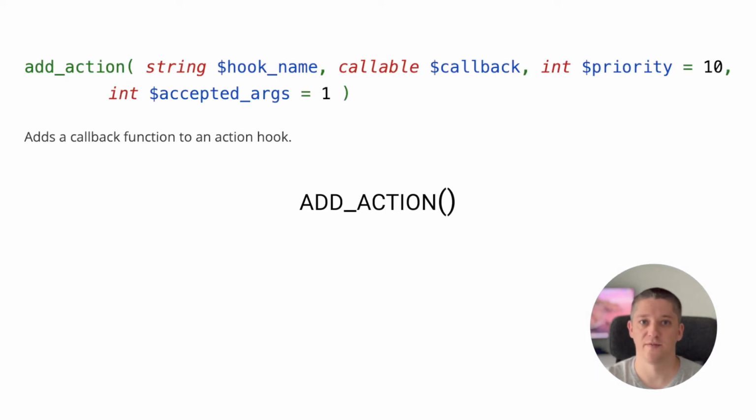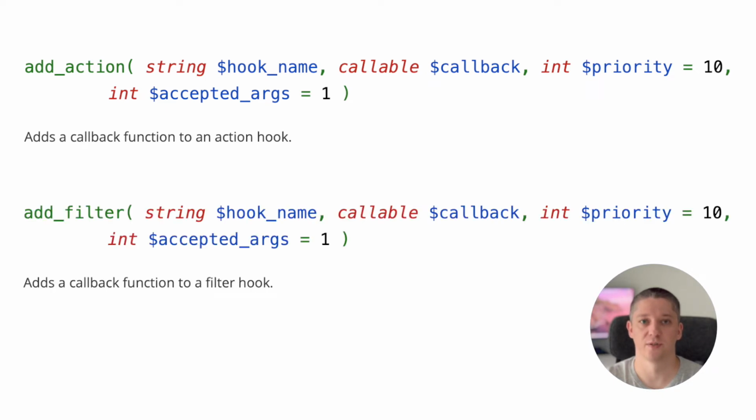To register a callback on our code, we'd use addAction or addFilter functions. Again, they're very similar in structure, both have 4 parameters, 2 of which are optional. Hook name is the unique string ID of the action or filter we're trying to hook into. Callback is the name of our callback function.